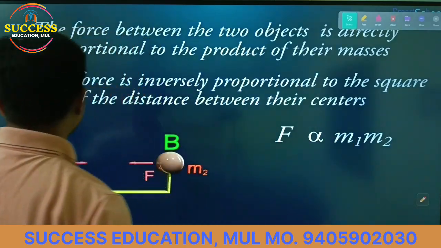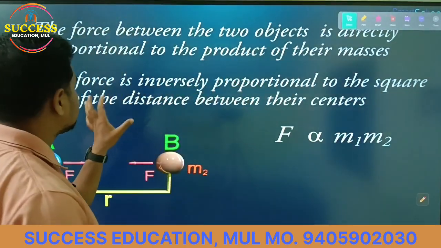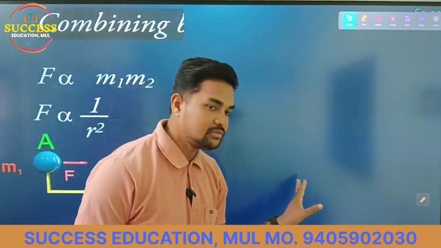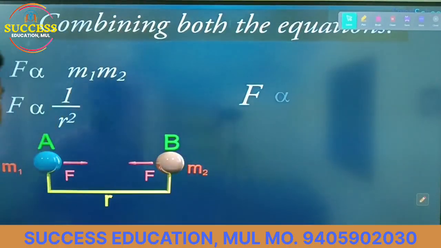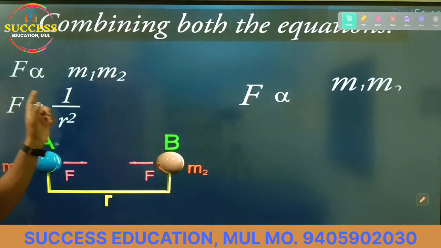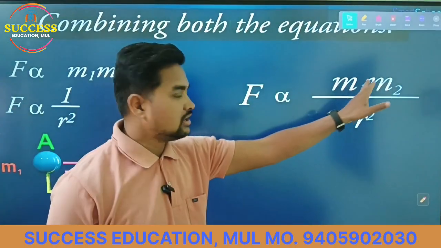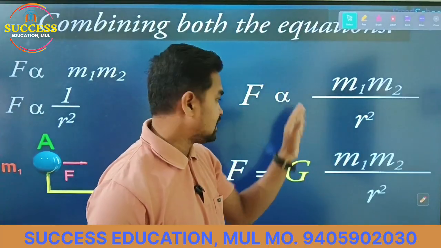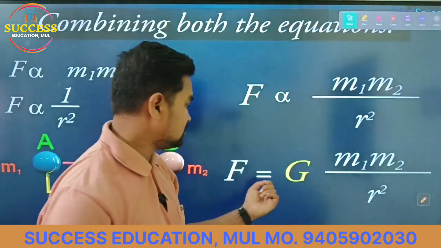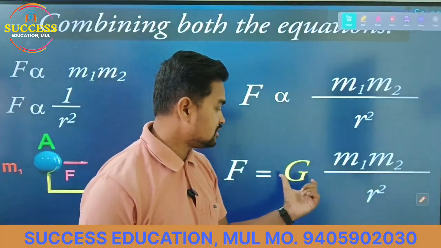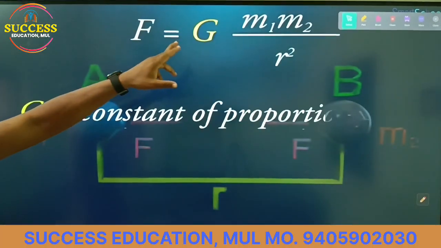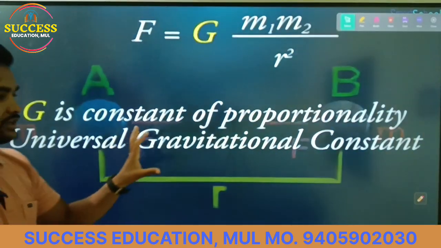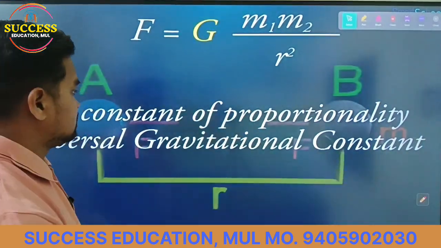F is directly proportional to m1 and m2, and the force is inversely proportional to the square of the distance between their centers. So therefore F is directly proportional to m1 into m2 upon r square. So by removing this proportionality sign by using G, F is equal to G m1 m2 upon r square, where G is the constant of proportionality called the universal gravitational constant.